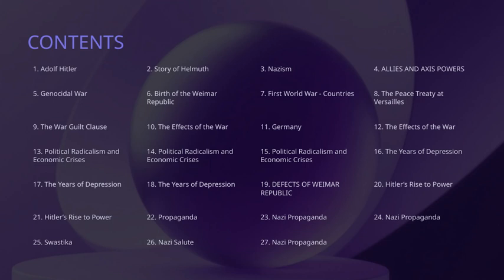Throughout this presentation, we see how these interconnected factors, political upheaval, economic distress, propaganda, and symbolism, converge to lead Germany down a dark and tragic path. Understanding these key points helps us grasp the broader theme of how extremism can emerge from chaos and despair.